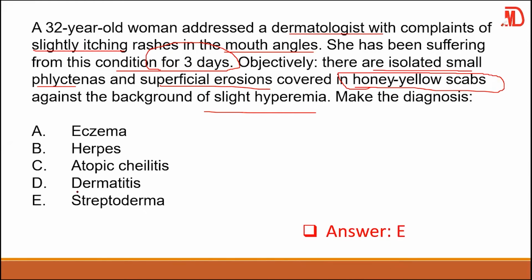You might be thinking of dermatitis, which also means inflammation of the skin. It can be accompanied with itching and things like that. But over here, it's quite a bit different. Now over here, we're even having erosions. We are having some pus formation, things like that. Because this honey yellow is more or less like pus forming. So over here, we are looking at streptoderma as our answer.